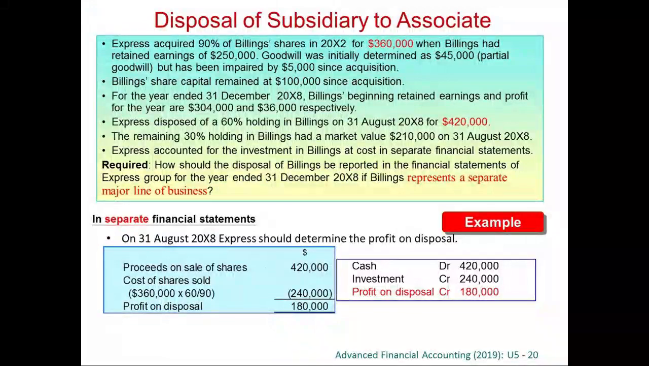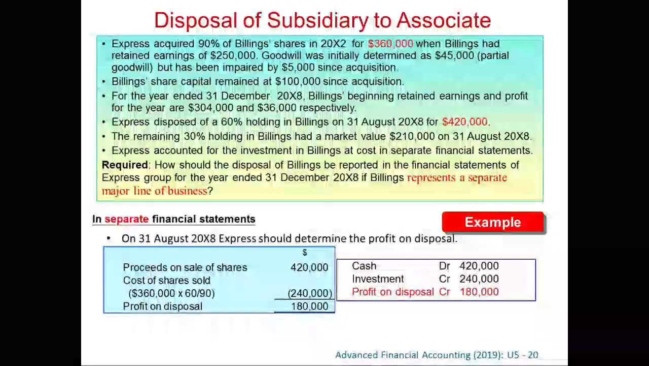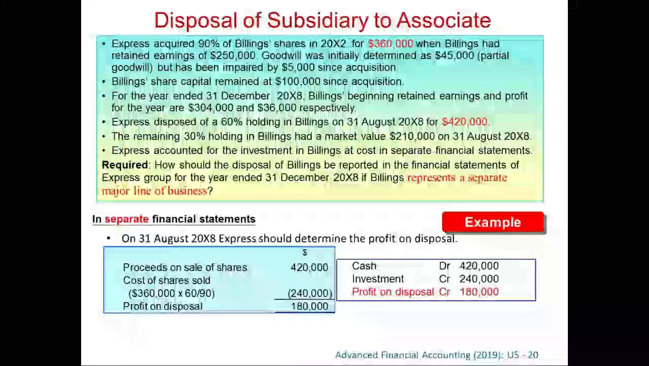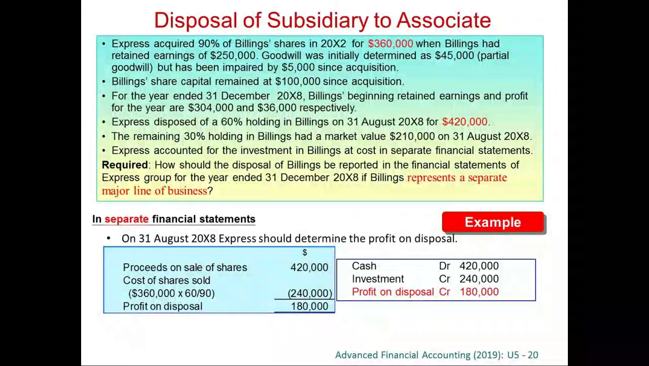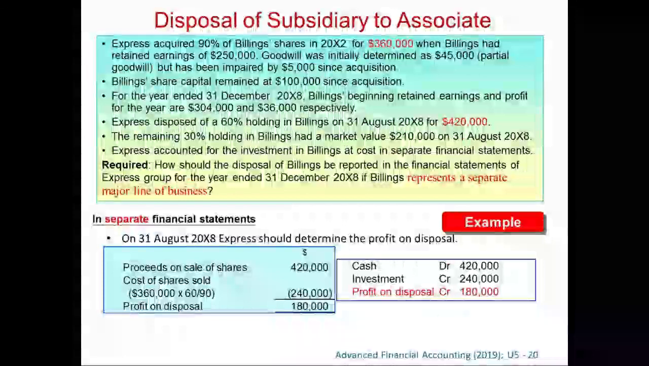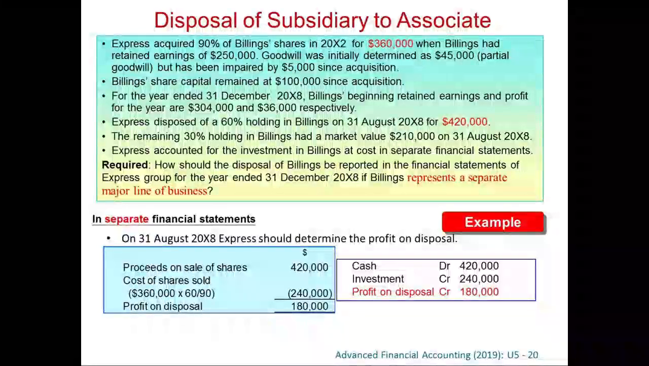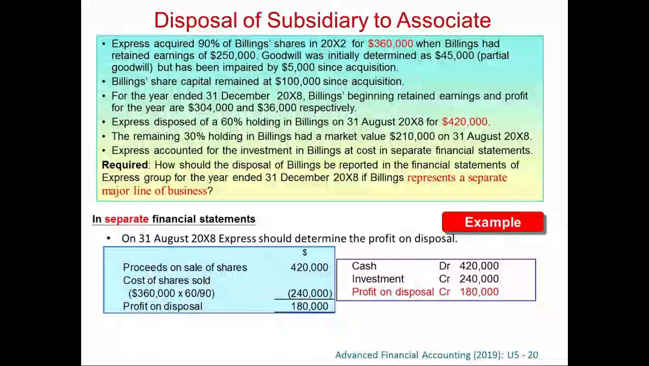Anyway, 90% subsidiary. So in the parent's own book, the parent must have recorded a profit or loss on disposal. So in the parent's own book, the parent has sold it, how much? So we disposed this 60% holding on 31st of August for $420,000. So the sales proceeds is $420. Therefore, we debit cash $420. So we debit cash $420.